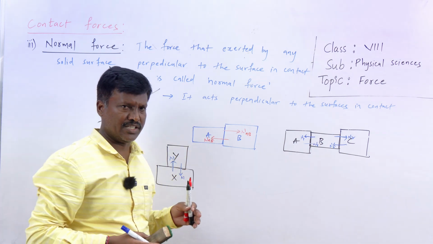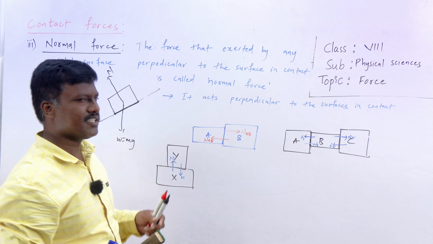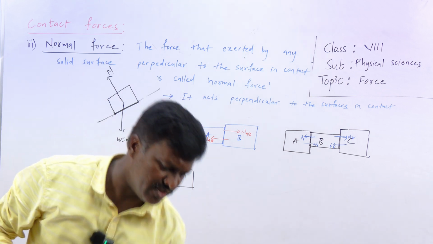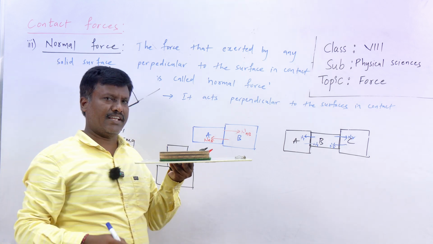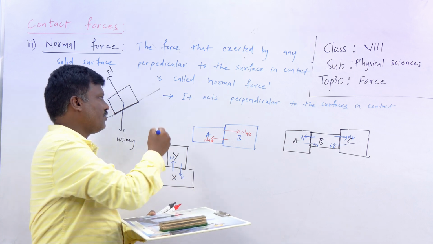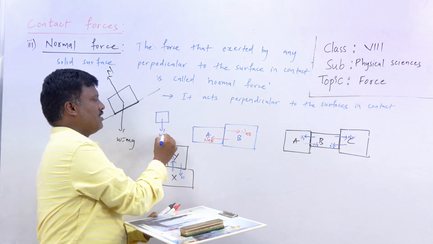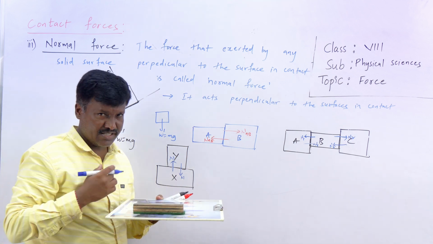Normal force, one on each other, perpendicular to their surfaces in contact, right? So this is about normal force. See, in the very first example, when I kept the duster this way, there is a gravitational force on this duster. The duster has to fall down, right? But it is not happening. It doesn't happen. What is the reason?